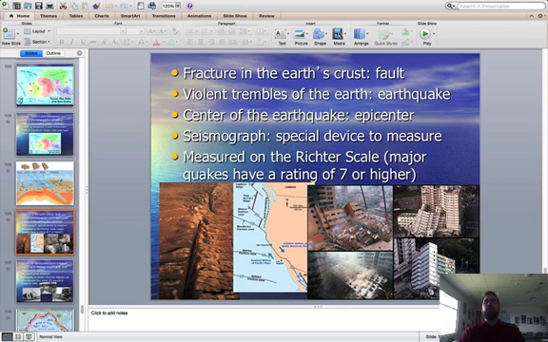All right, and then other terms. A fracture in the Earth's crust, of course, is a fault. You should know what an earthquake is. And then another key term is the epicenter. See if I can highlight it.